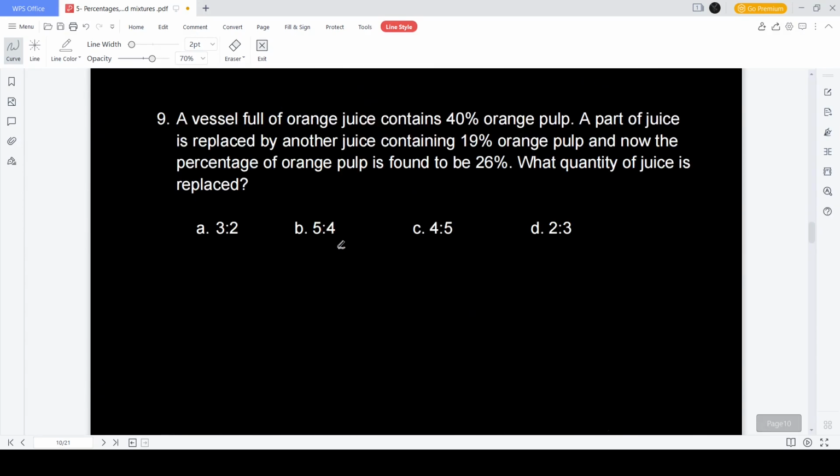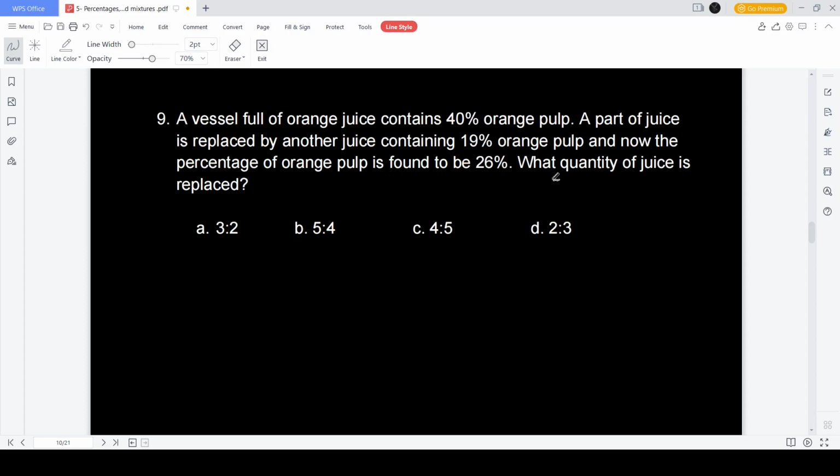Next question. A vessel full of orange juice contains 40% orange pulp. A part of the juice is replaced by another juice containing 19% orange pulp. The new percentage dropped to 26%. What quantity of juice was replaced?